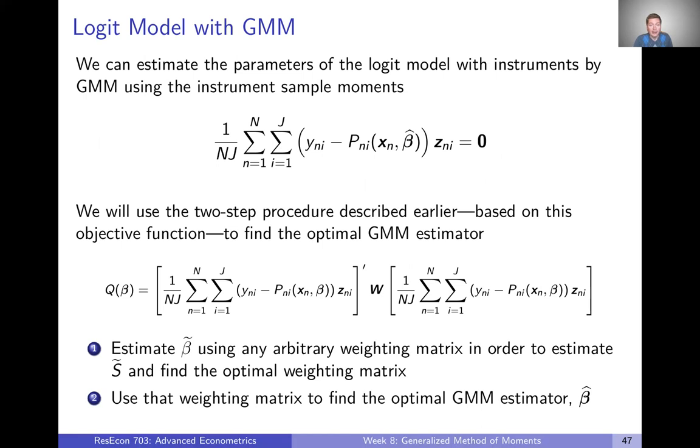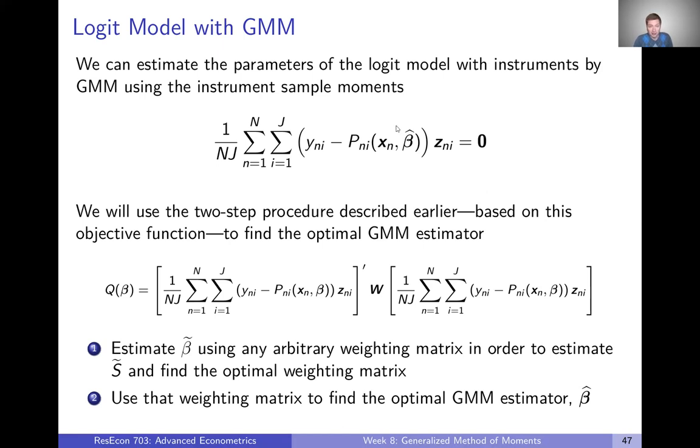So if we are in that world where we have to use GMM, we want to find the set of betas that solve these. In this case, we're going to have a system of L equations, one for each of our sample moments. If we have L Z's, then we're going to have L of these equations, but we only have K beta parameters. So we're not actually going to be able to ensure that this expression holds for every one of our L sample moment conditions. So instead, we're going to use that two-step procedure that we described earlier.